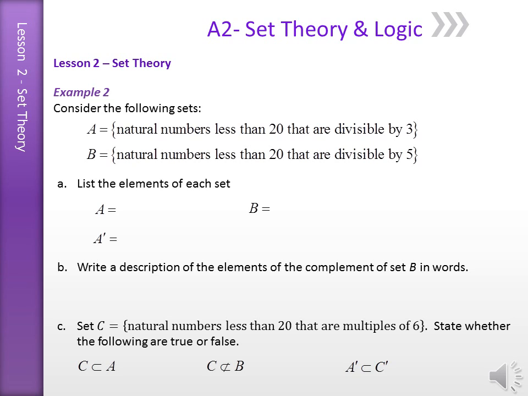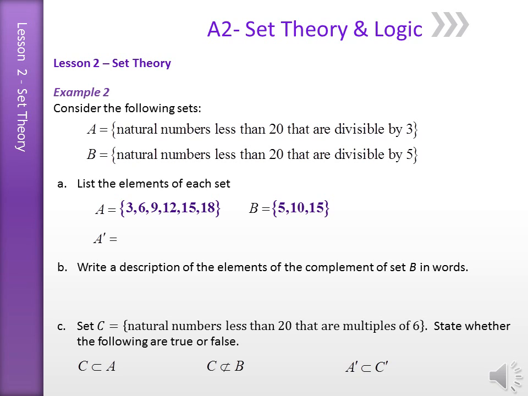So set A, numbers less than 20, divisible by 3. So these are the numbers that are multiples of 3: 3, 6, 9, 12, 15, and 18. For set B, these will be the multiples of 5: 5, 10, 15. We do not include 20 because 20 is not actually less than 20.